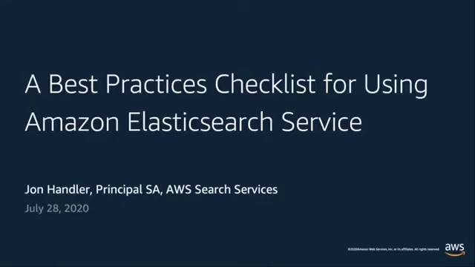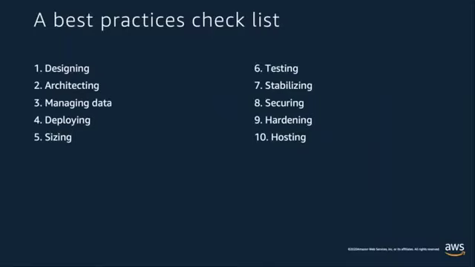John Handler. We're going to talk about best practices in using Amazon Elasticsearch service. We have a number of different topic areas to cover, and we're going to look at designing and architecting, managing data, deploying a domain, sizing a domain, testing your domain, stabilizing your deployment, securing it, hardening it, and then hosting multiple workloads within that domain. So it's a really broad set of content that we're going to cover, and really look forward to getting into it with you.